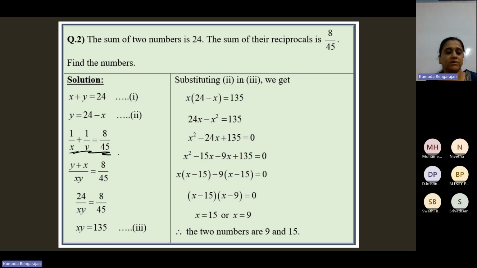1 by x plus 1 by y is equal to 8 by 45. When you work this out, you get xy is equal to 135, right? You get xy is equal to 135. So here, instead of y, I've substituted 24 minus x from the first equation.